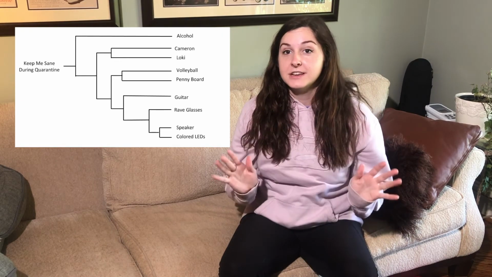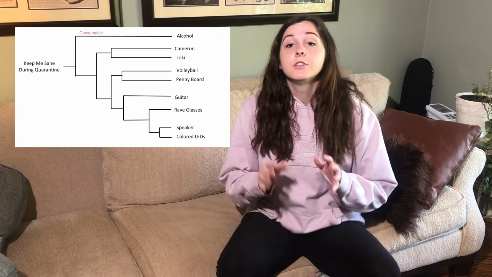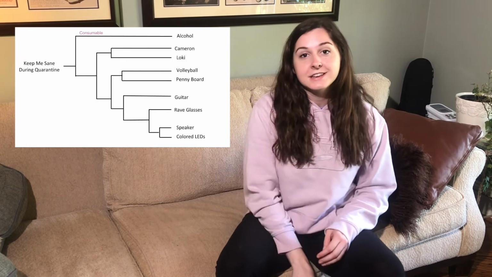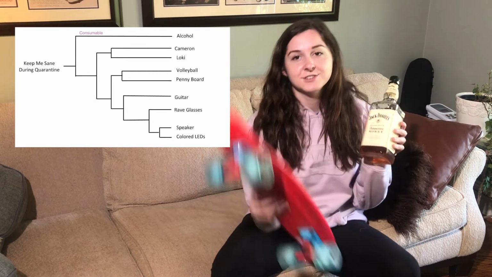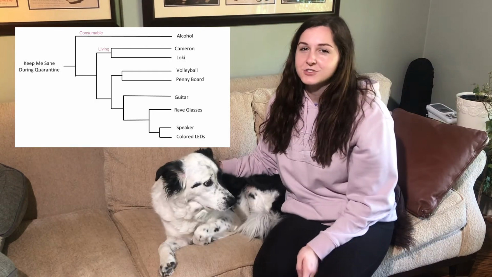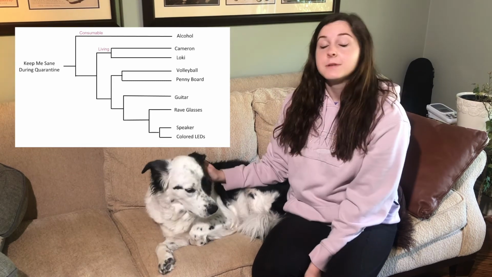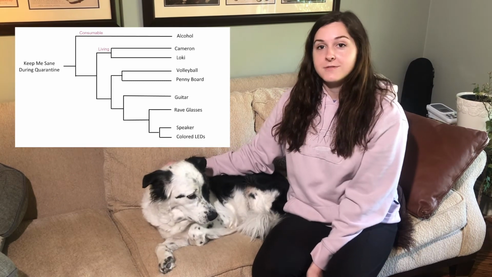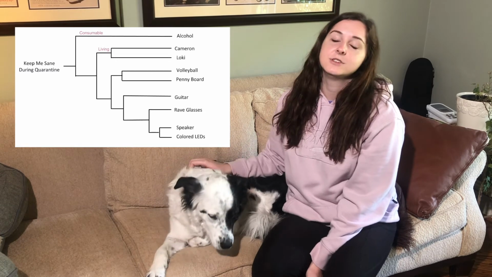Now for an explanation of the rest of the relationships here. The first differentiator, like I mentioned earlier, is consumable versus non-consumable. The next differentiator on the tree is living or non-living. My brother Cameron and our dog Loki are both living things. They are the most closely related to each other on this tree.